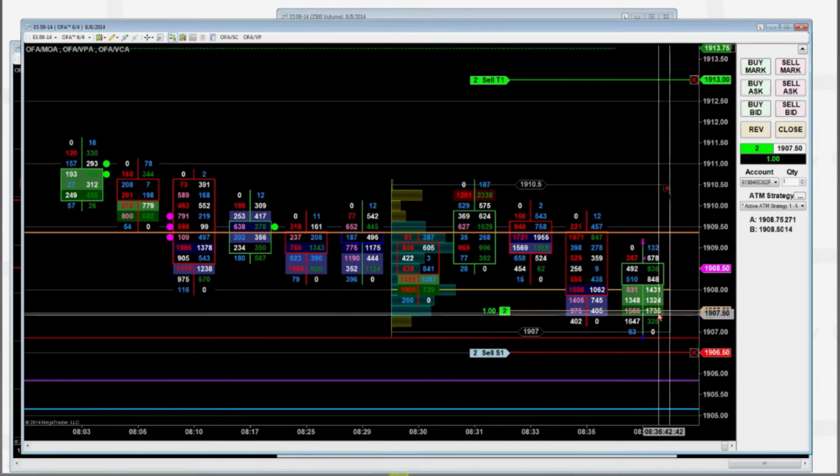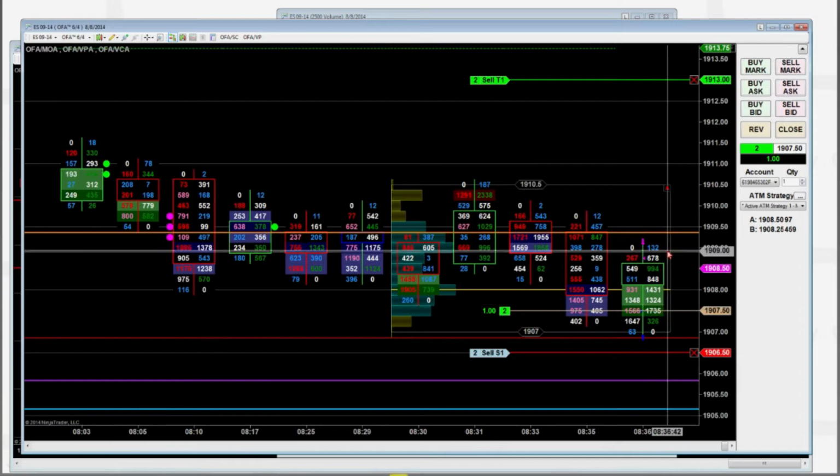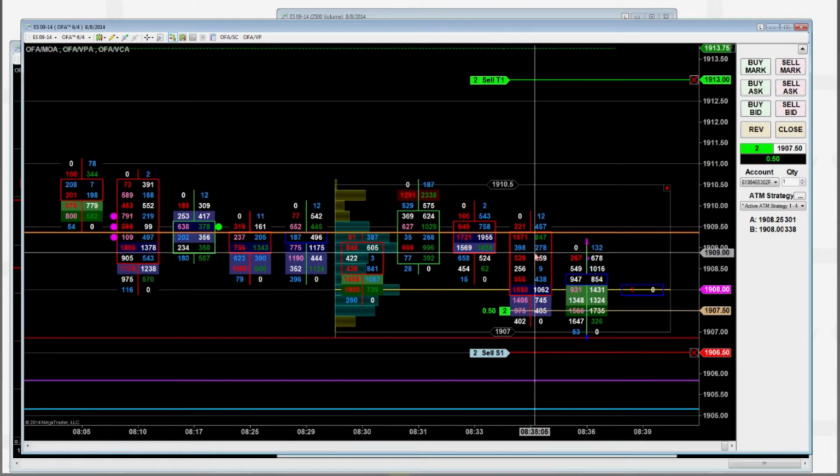Strength at the offer, yes. Looking for strength at the offer through here. And I want to see continued strength. The other thing I want to see is VPOC shift back up to 1909.